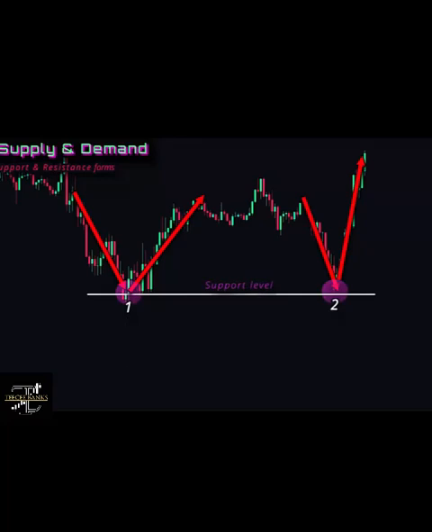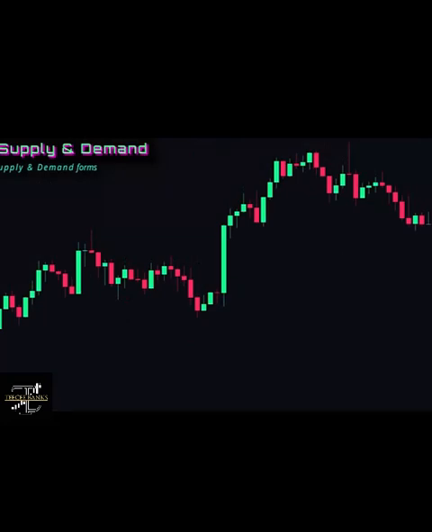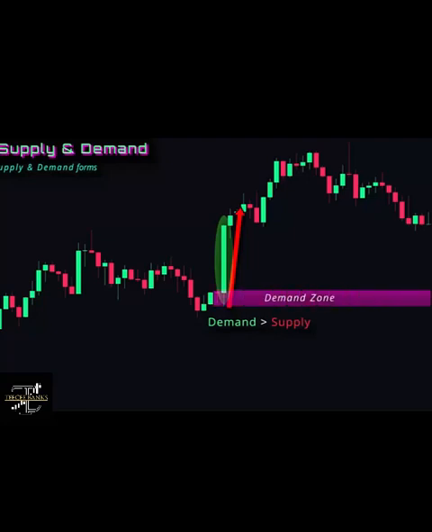Now, let's compare that to how supply and demand levels form. So, in this chart, we can see that price went up, as shown by this big green candle, indicating that there's liquidity coming in at this level and that demand exceeds supply. Because of this alone, we can draw a demand zone at this level. And that's it. It's that simple. We just have to find an area where price moved significantly.